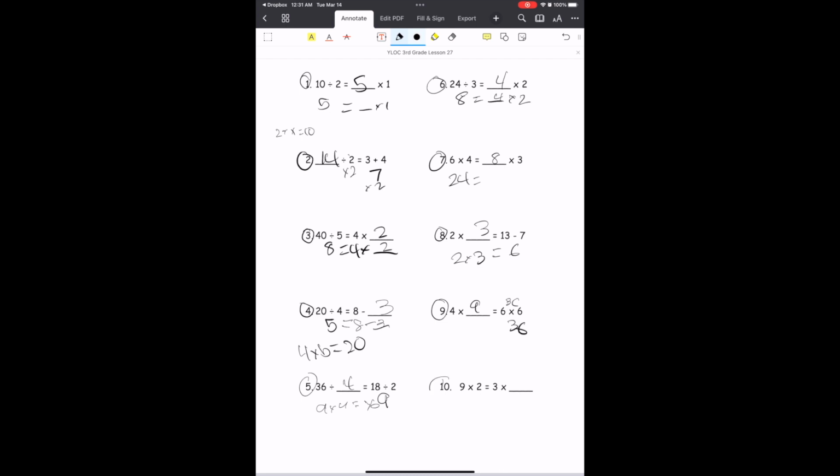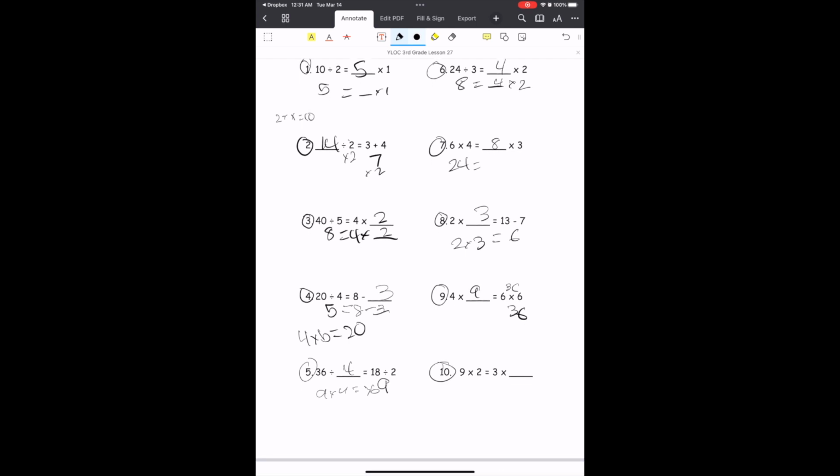And finally, number 10, 9 times 2 is equal to 3 times blank. Well, 9 times 2 is 18, which is equal to 3 times blank. And we know that 3 times 6 is equal to 18, so your answer would be 6.